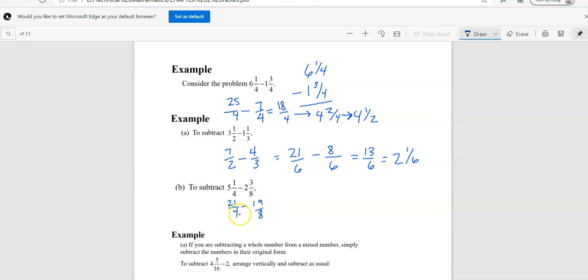Now both 4 and 8 will go into 8, so really we only have to change the first one to have an 8. 4 times 2 is going to give me 8. So 21 times 2 would be 42. 42 take away 19, got 23 eighths. 8 will go into 23 2 times. 2 times 8 is 16, so we would have a remainder of 7 eighths.